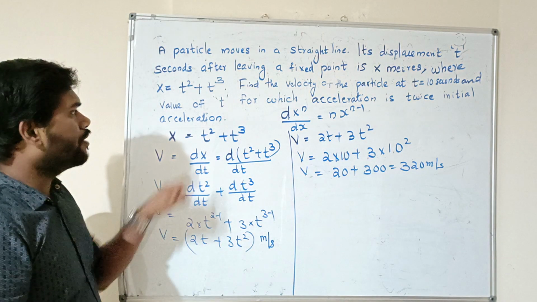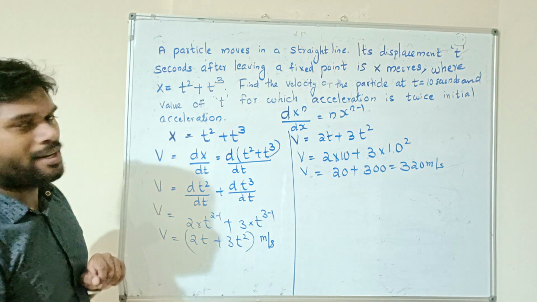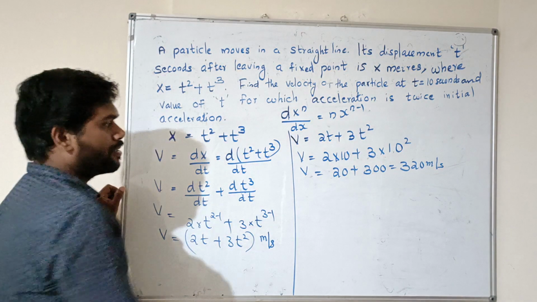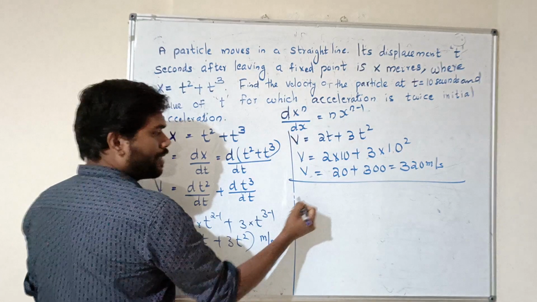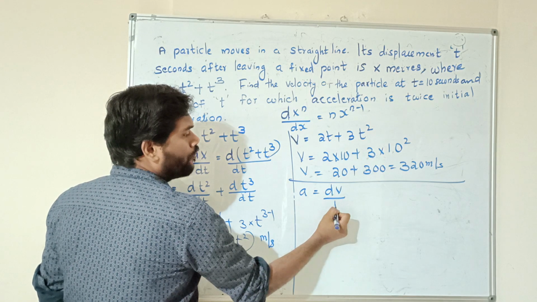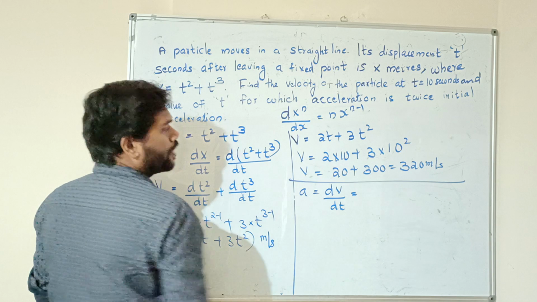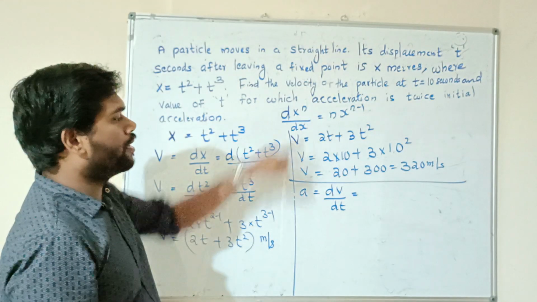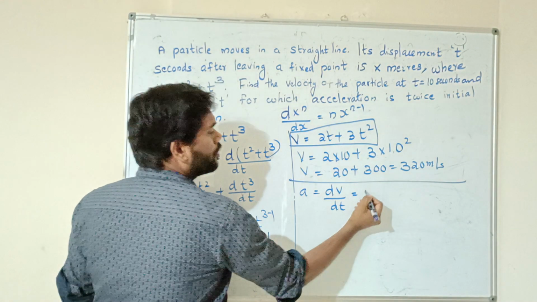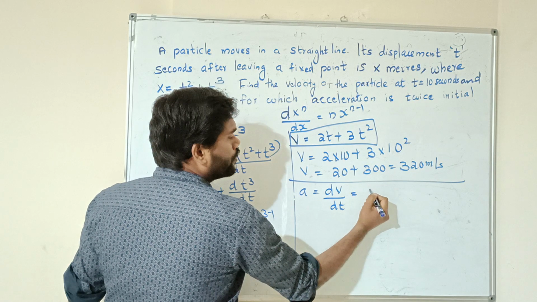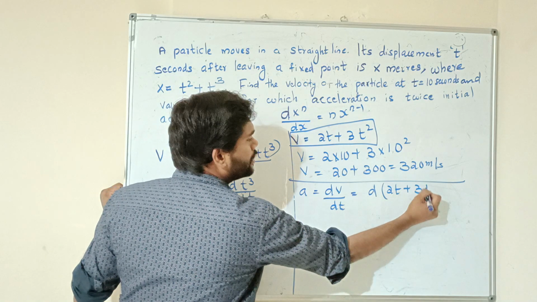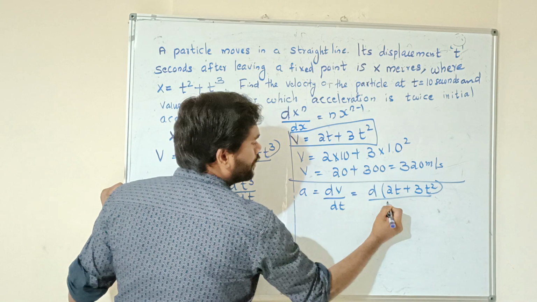In the second part, they're asking the value of t for which acceleration is twice the initial acceleration. So first we'll find the acceleration of the particle. Acceleration is the rate of change of velocity with time. Again, we are using the same rule here. We substitute the value of v first. This is the value of v. V is equal to 2t plus 3t square, differentiated by dt.